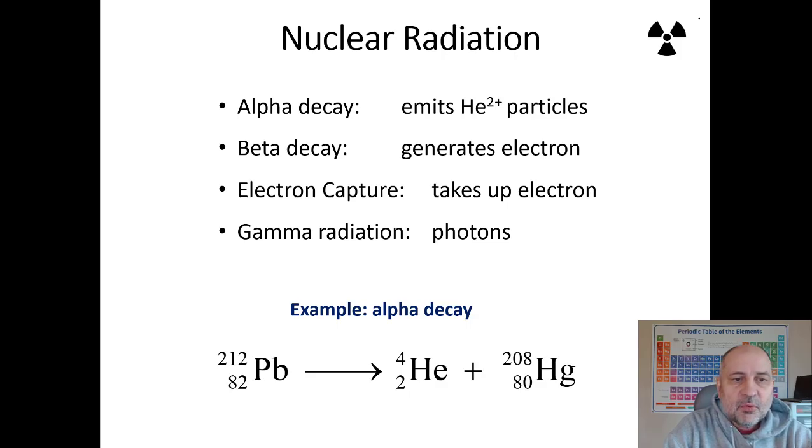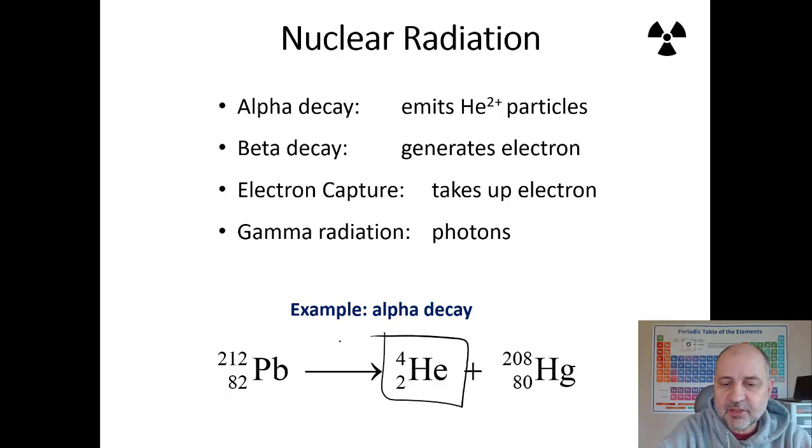Let me go through the four major nuclear reactions that you might encounter on an exam. Listed here: alpha decay, beta decay, electron capture, and gamma radiation. Each of these deals with a radioactive particle, and we have a certain way of writing it to make our balancing of the nuclear reaction cleaner.